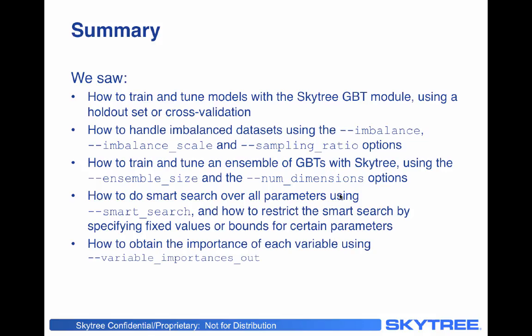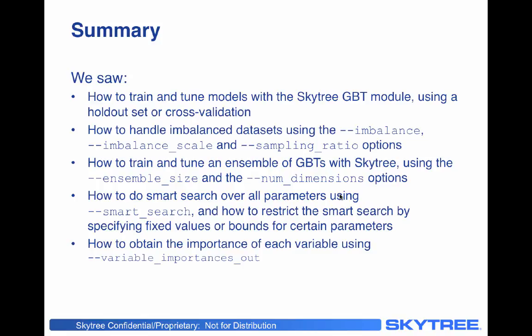So here's a quick summary of what we went through in this training. We saw how to train and tune models using the Skytree GBT module. We saw how to use a holdout set or how to do cross-validation by Skytree. We saw how to handle imbalanced datasets using the imbalance option, or to have finer grain control over the imbalance handling, how to use the imbalance scale and sampling ratio options. We saw how to train and tune an ensemble of GBTs with Skytree using the ensemble size option. And optionally, we saw that we could also specify the num dimensions option.